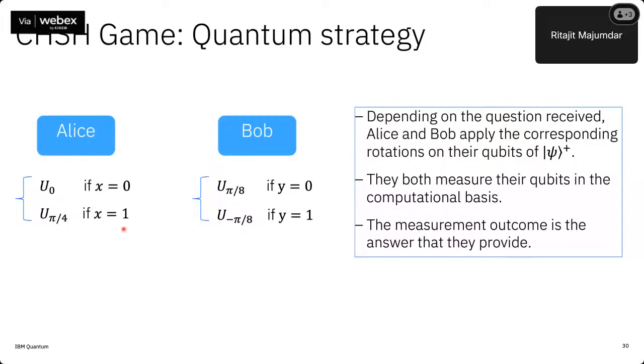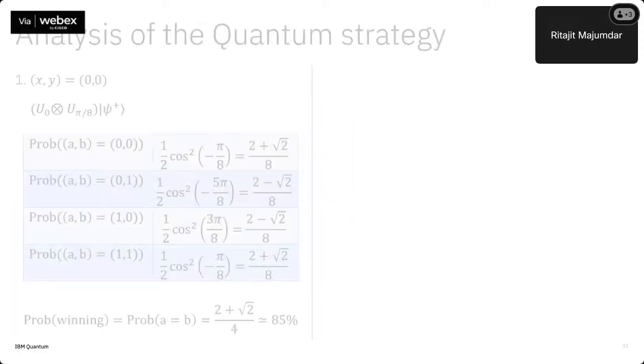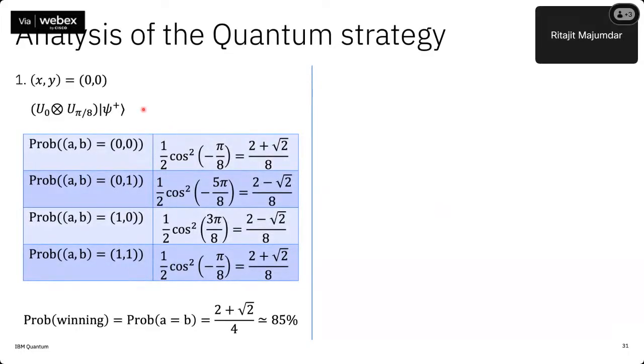After Alice and Bob apply these unitaries on their qubits, they will measure in the 0-1 basis, the computational basis, and whatever measurement outcome they get, they will answer that. The measurement outcome will always be 0 or 1, right? So let's look into this. xy is equal to 0, 0. Remember what will happen: the point was that for xy equal to 0 0, 0 1, 1 0, Alice and Bob should have the same answer.